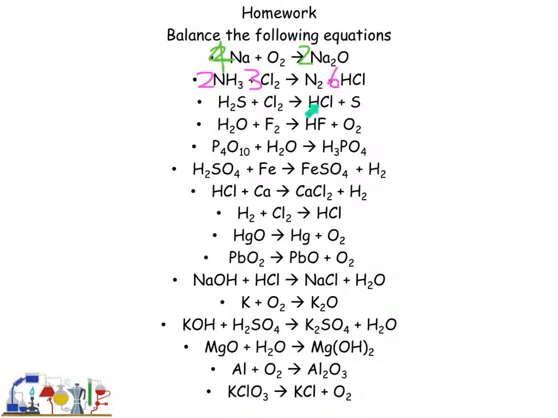2 hydrogens on the left, 1 hydrogen on the right. 2 hydrogens on the left, 2 hydrogens on the right. 1 sulfur on the left, 1 sulfur on the right. 2 chlorines on the left, 2 chlorines on the right. Done. 2 hydrogens on the left, 1 hydrogen on the right. I better put a 2 in over there.